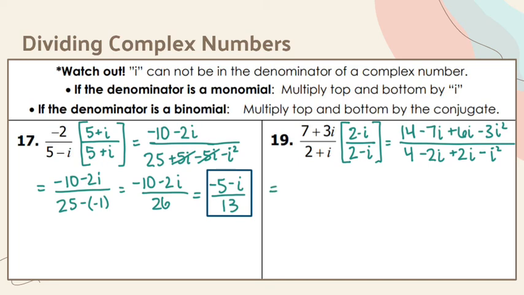So let's simplify. We're going to get 14 minus i minus 3 times negative 1, over 4, these cancel, minus negative 1. So 4 plus 1, and on top this is going to change to plus 3. 14 plus 3 is 17, minus i, over 4 plus 1, which is 5. That's your final answer.